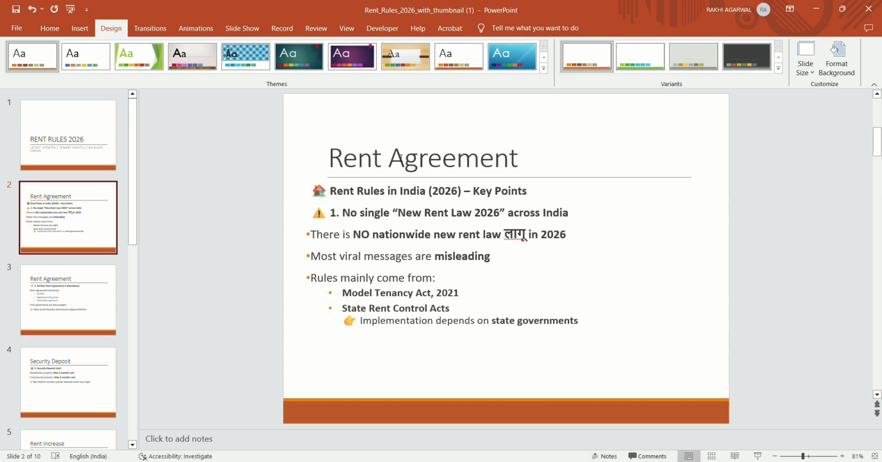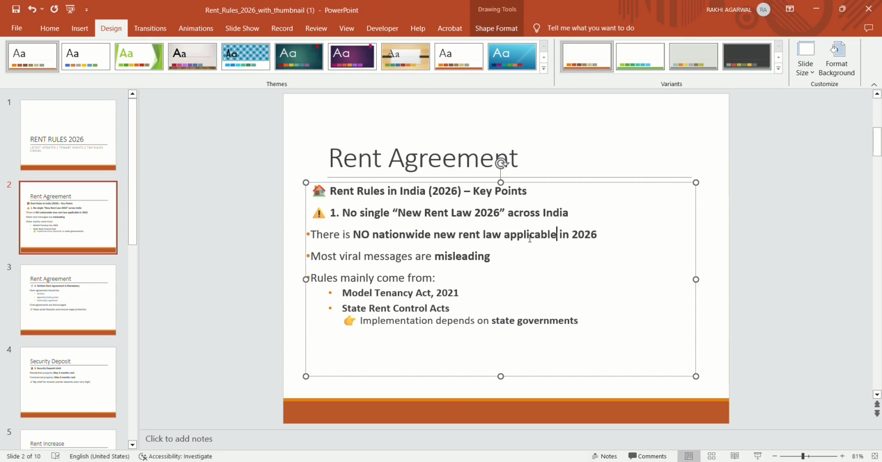There is no single new rent law in 2026 across India. There is no nationwide new rent law applicable in 2026. Most viral messages are misleading. Rules mainly come from the Model Tenancy Act 2021 and the State Rent Control Acts, that is, implementation depends on the state government.